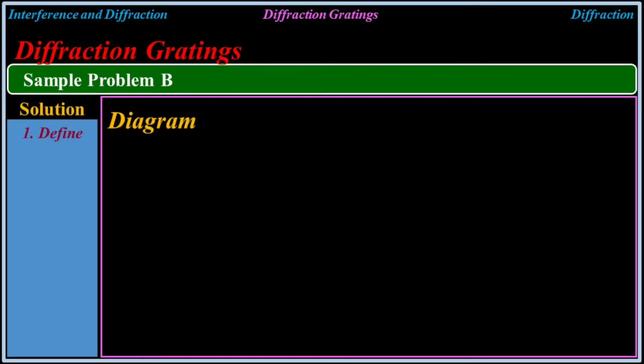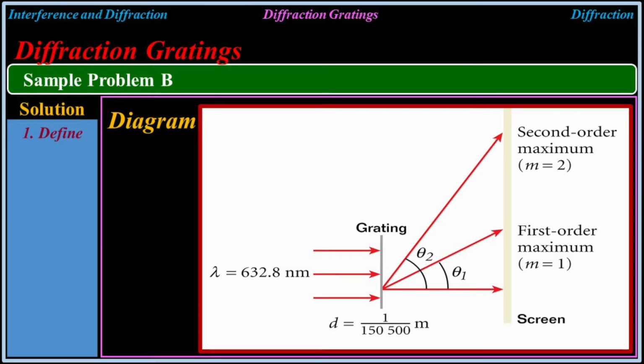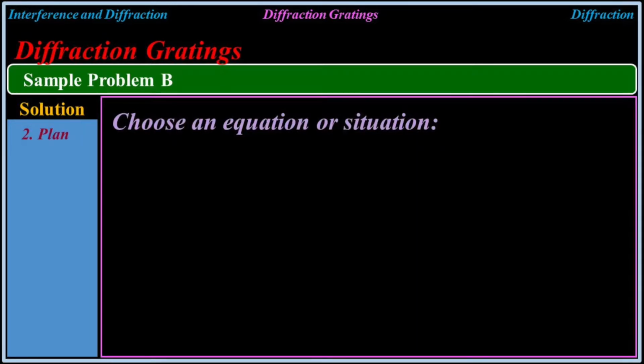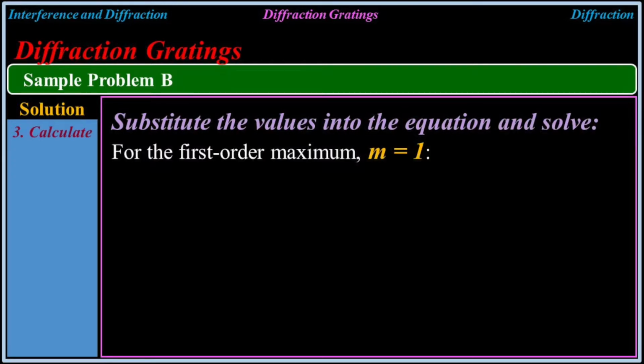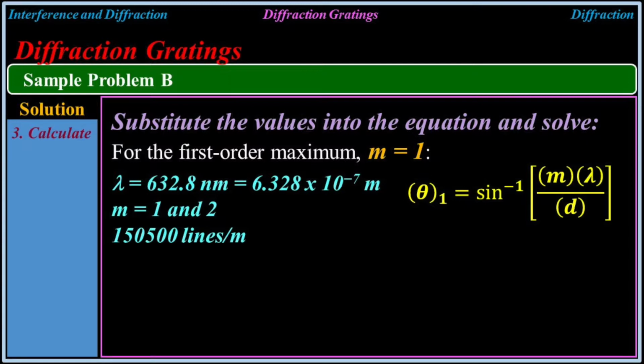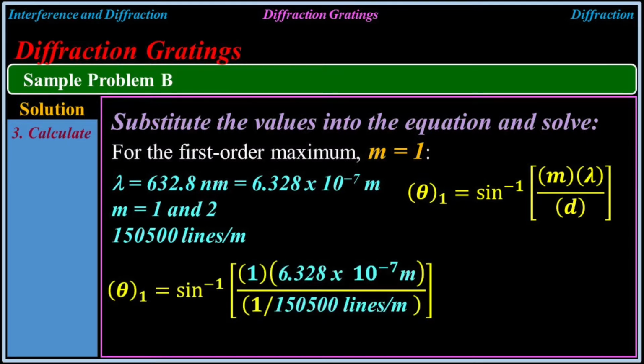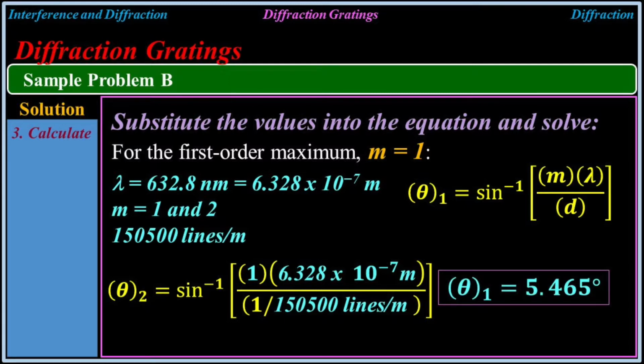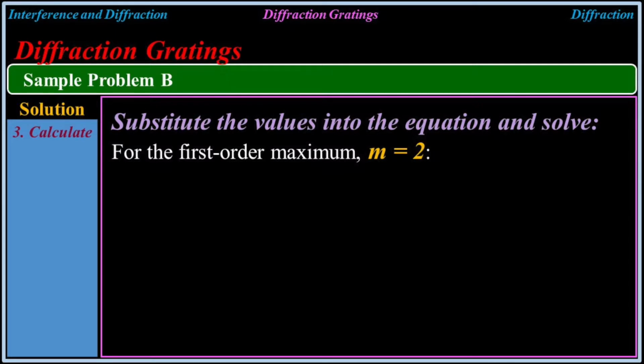Let's look at a diagram to help us further understand the model we're working with. There are the angles. Now, don't forget that these are small angles. They may appear large, but they're actually small. Okay, we want to choose an equation, and it's going to be for the first order maximum where m equals 1, and that's the data. Notice that everything is in meters. There's the equation for theta 1. Everything's plugged in, so theta 1 equals 5.465 degrees.